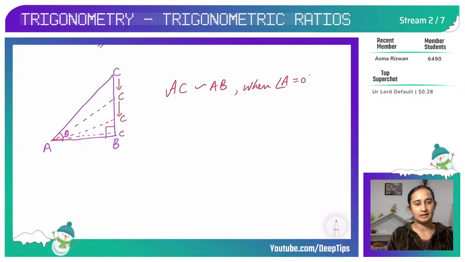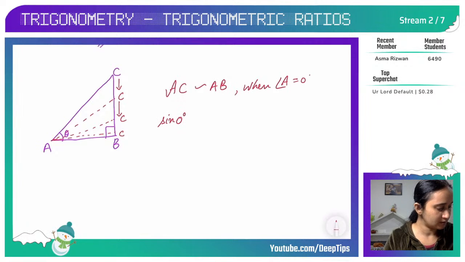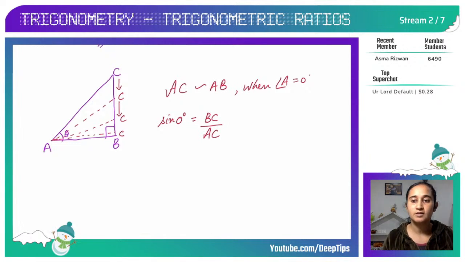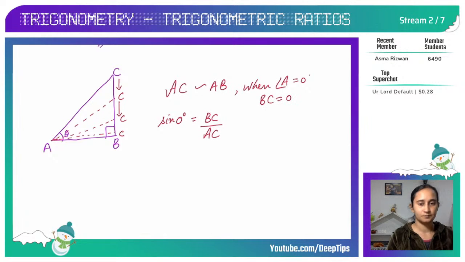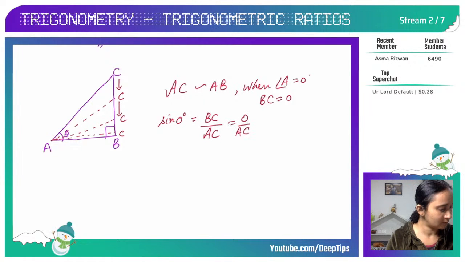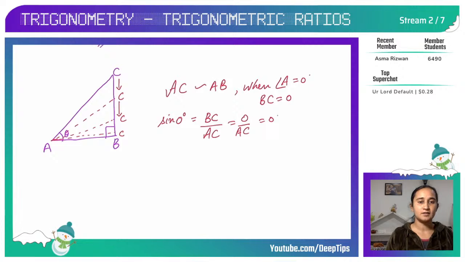they actually coincide, correct? So in this case, sine 0 degree is perpendicular upon hypotenuse. So here BC is my perpendicular, BC upon AC, and AC has coincided with AB, but the length of BC decreased to 0, right? It is approximately 0. So 0 upon AC will be equal to 0. So that means the value of sine 0 is 0.